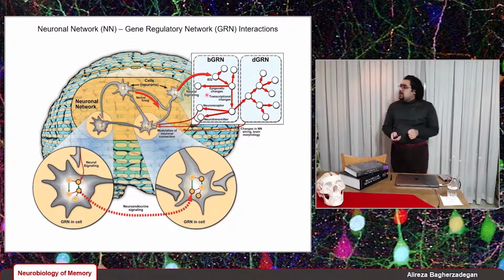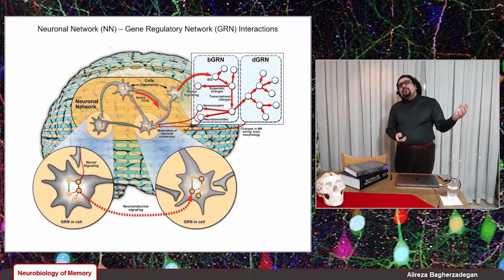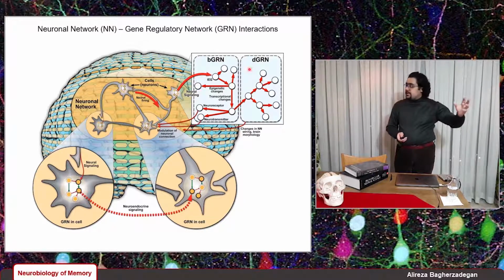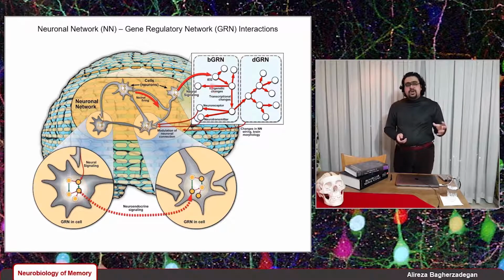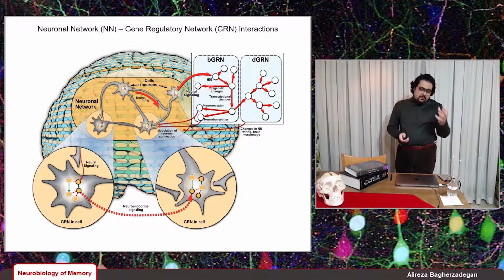or the expression level of ion channels. Or, for example, some gene regulatory networks, particularly behavioral gene regulatory networks, can control the expression of some proteins which are important for axonal outgrowth or dendritic arborization. Okay, so basically these behavioral GRNs can control several aspects of the physiochemical properties of neural networks. Okay.